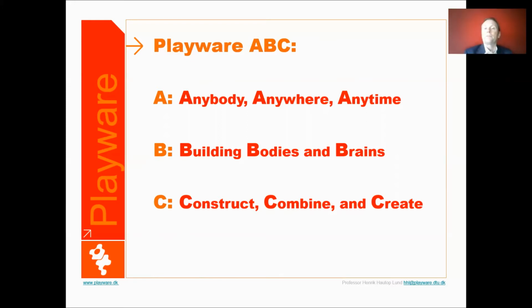Or even in terms of artificial intelligence, there's a lot of focus on embodied artificial intelligence, which is looking at the interplay between the brain and the physical body. So we're building hardware and software, body and brain. And that should facilitate the C, that we can construct, combine, and create. So we allow the user with our technology that they can use anywhere, anytime, to construct, combine, and create.